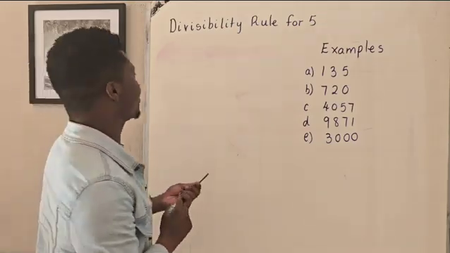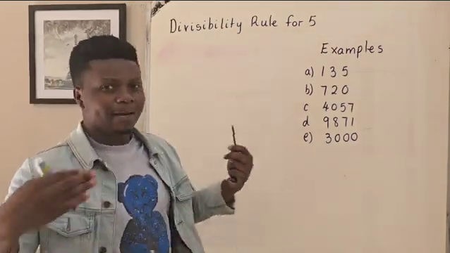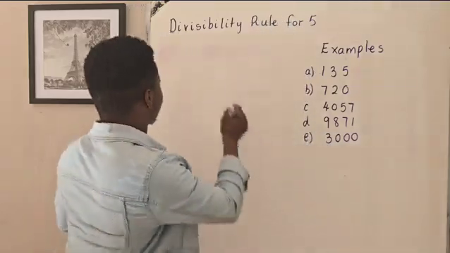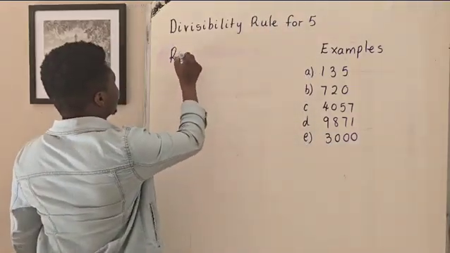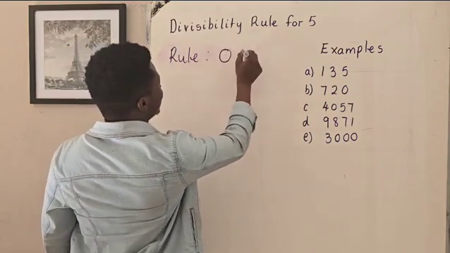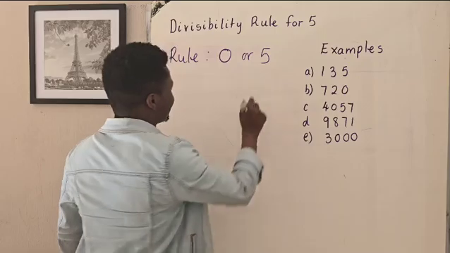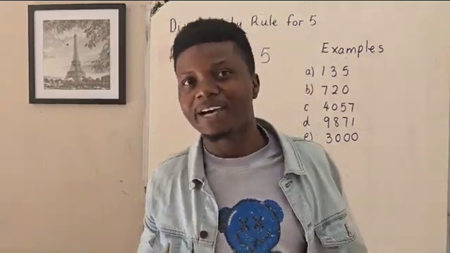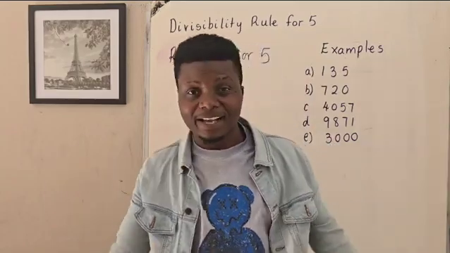So the rule is pretty simple. If a number ends with a 0 or a 5, that's the rule. If that number ends with a 0, or if that number ends with a 5, it is divisible by 5.